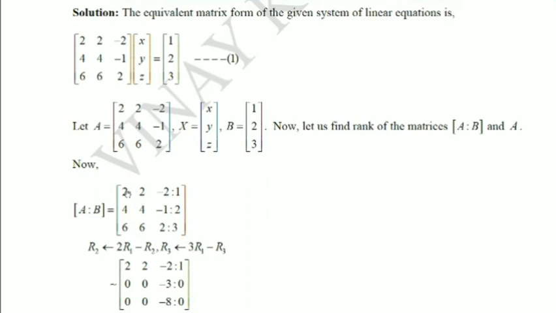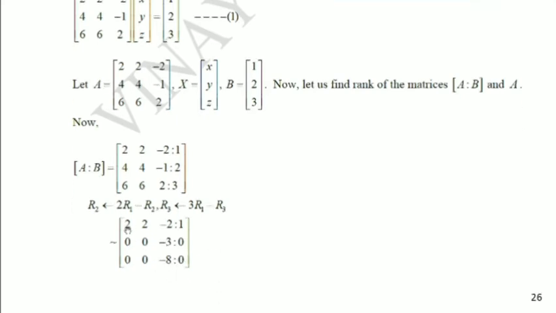3 into R1. 3 2s are 6, minus corresponding R3, 6 minus 6 gives you 0. Then 3 into minus 2, that is minus 6, minus 2, that gives you minus 8. Then 3 1s are 3, 3 minus 3 gives you 0. So we have made entries below this leading non-zero entry as zeros.